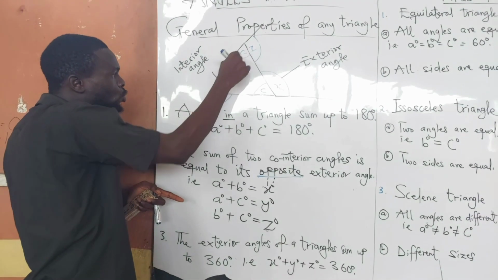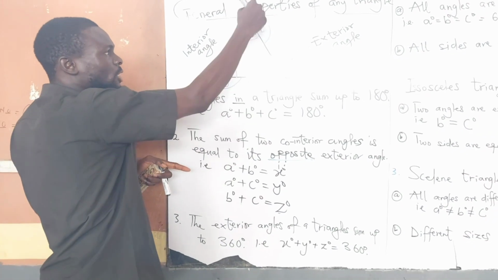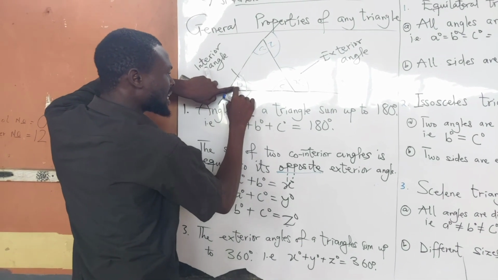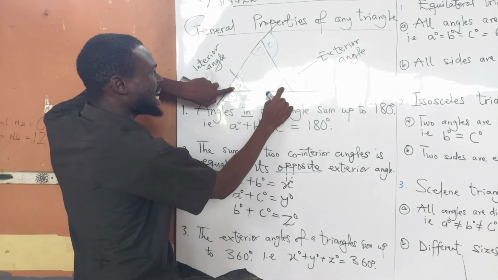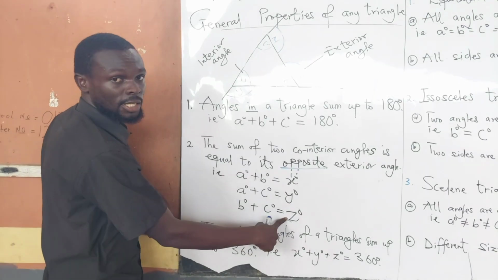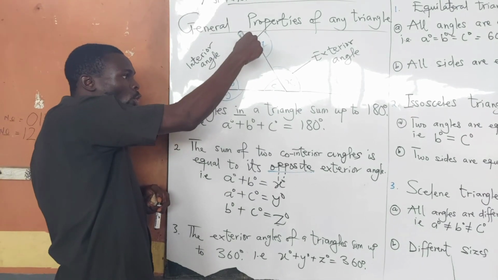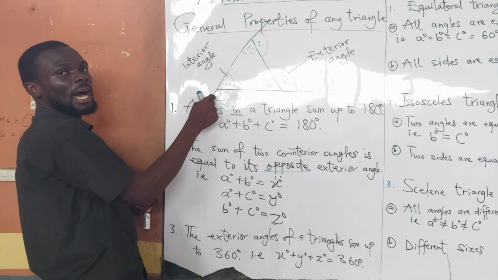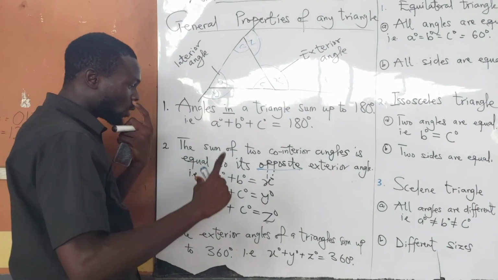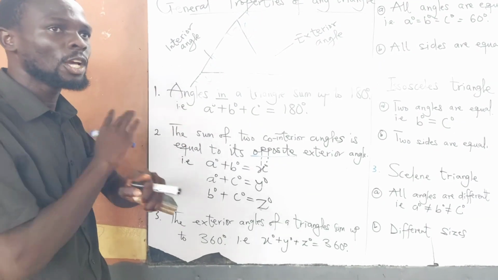The sum of two co-interior angles is equal to the exterior. Now, if I get the exterior somewhere here, if I also add B and C, these are co-interior angles, and their opposite is the z. So B plus C is z degrees. And I can also say A degrees and C degrees, being co-interior, their opposite exterior is y. So A plus C is equal to what? y. And this is the second general property of any triangle.